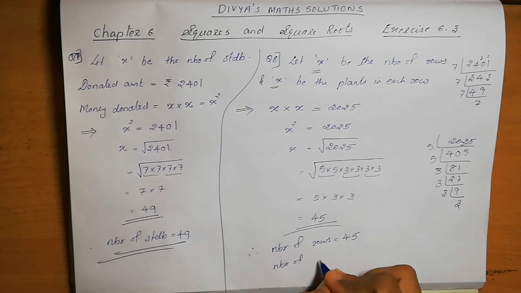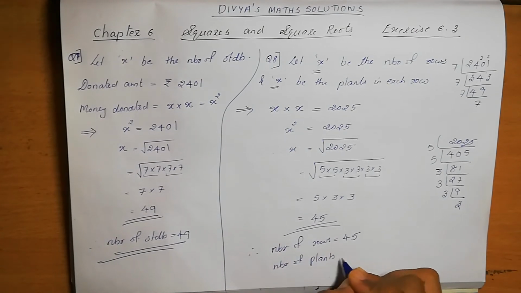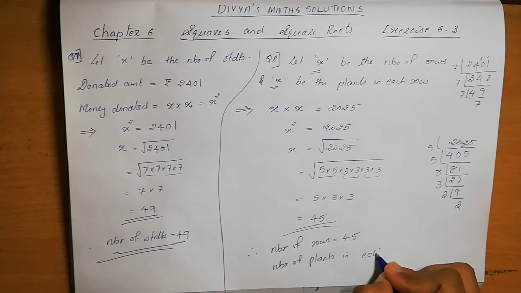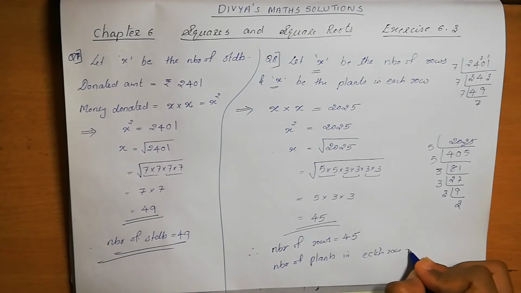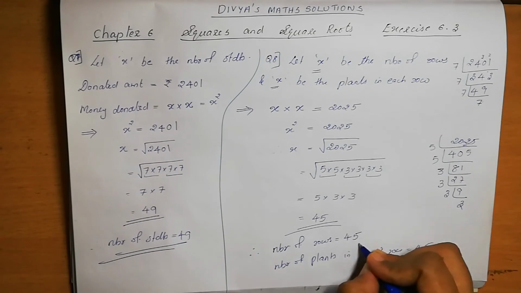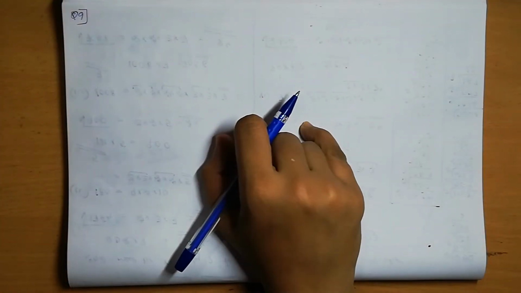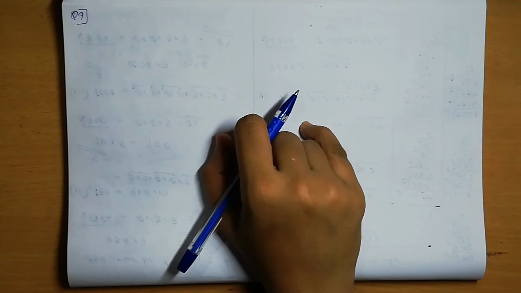Number of plants in each row is also 45. Answer. Question number 9. Find the smallest square number that is divisible by each of the numbers 4, 9 and 10.